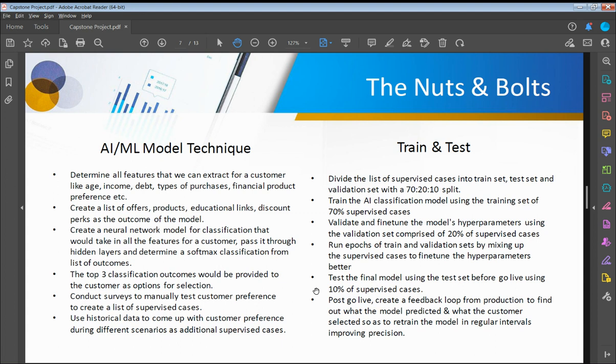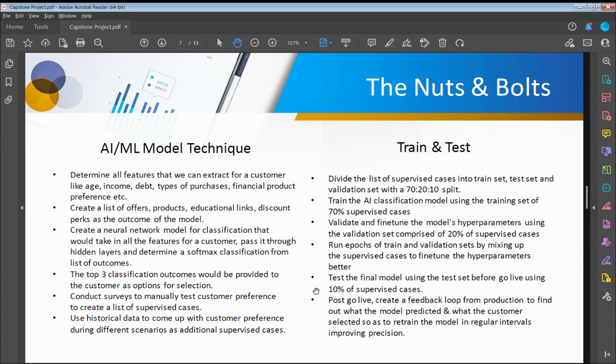We will then carry out surveys to understand what customers' preferences would be for different scenarios. We would also be using historical data that is already present with us to understand what the customer has been preferring at different times of their lives, for different events in their lives, so that we can understand what could be the final outcome in such cases. And those kinds of scenarios we will be categorizing and labeling as supervised cases.